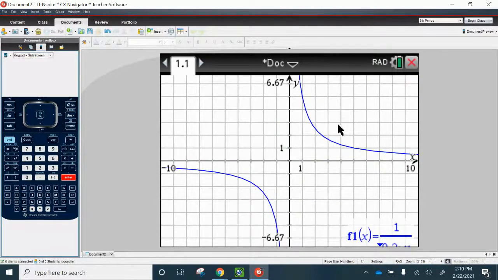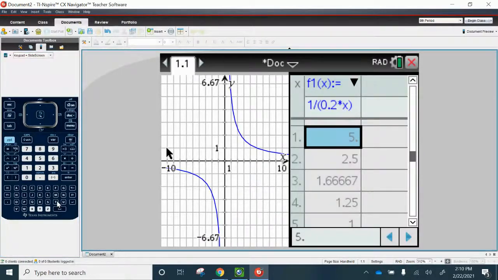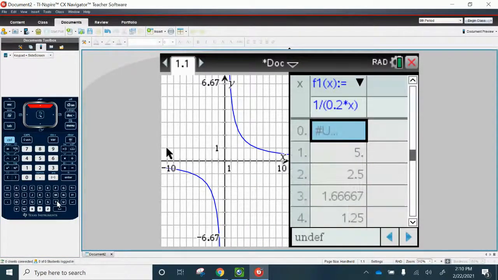Okay, so let's look at the table. Control T. Now we know 0 is undefined, so we should use a point to the left and to the right of that asymptote. So we can use -1, -5. You want a point to the left and to the right of the vertical asymptote. And the vertical asymptote is at when x equals 0. So let's use the point 1, 5.